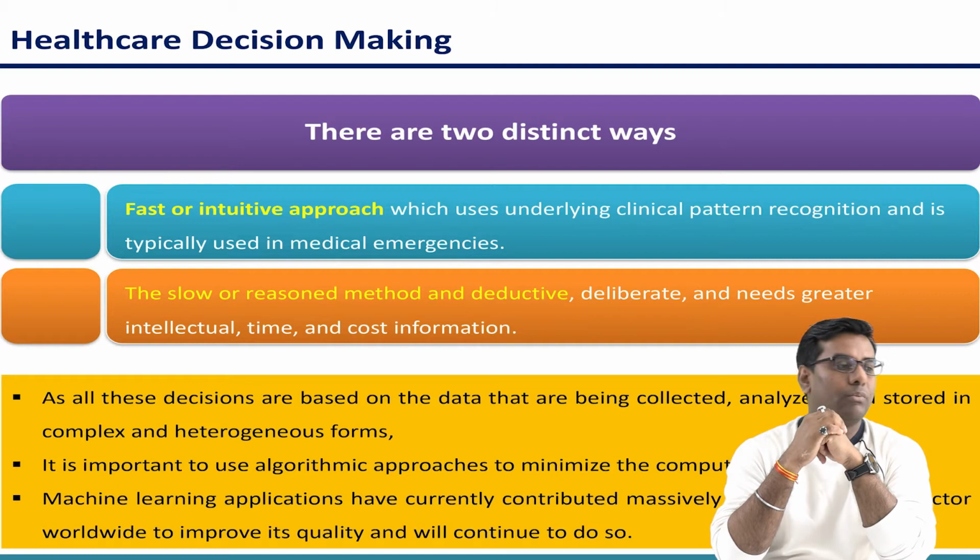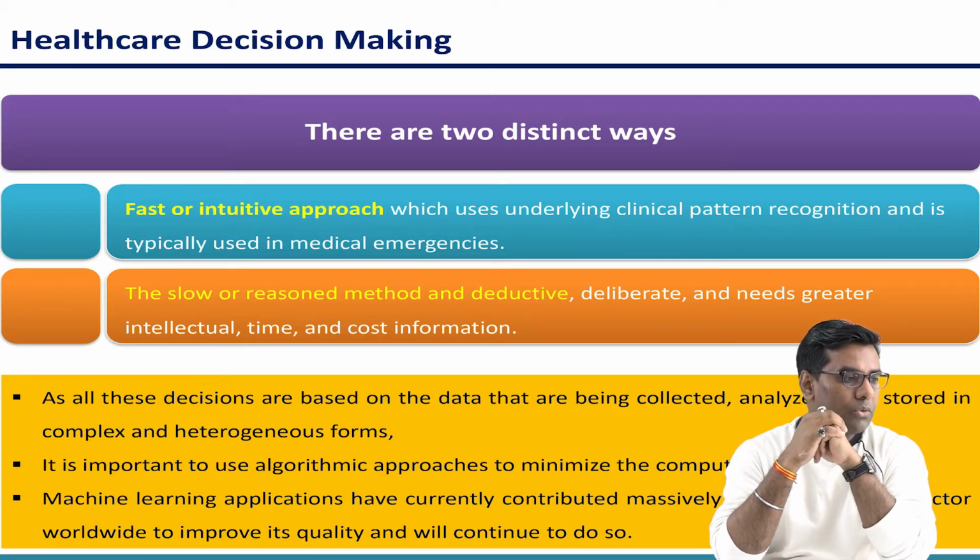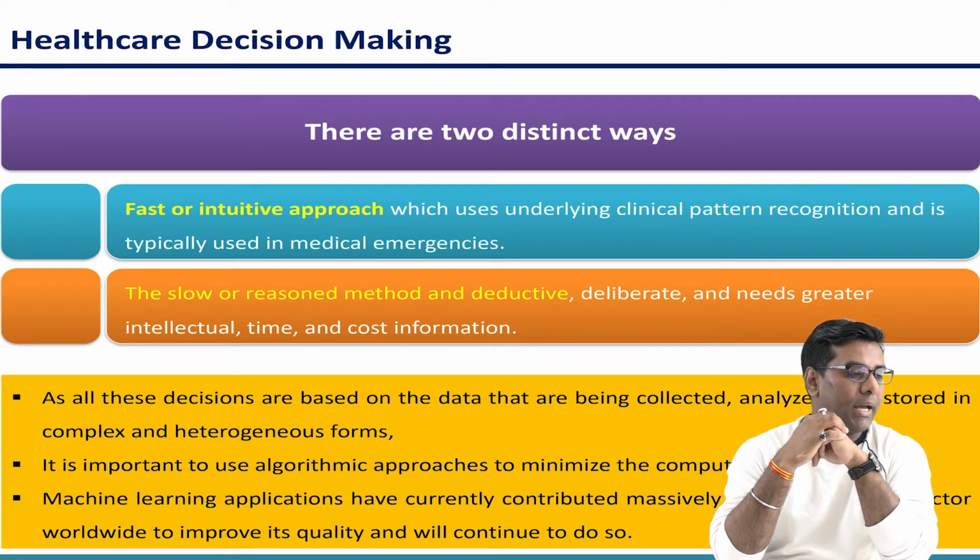So this is the detective, slow and reasoned method. This is deliberate and needs greater intellectual time and cost of information. So it has a higher possibility of being erroneous and providing incomplete perceptions.